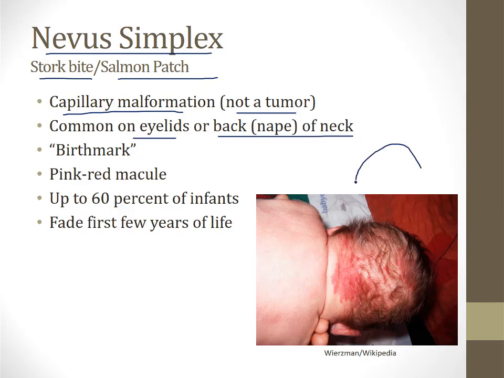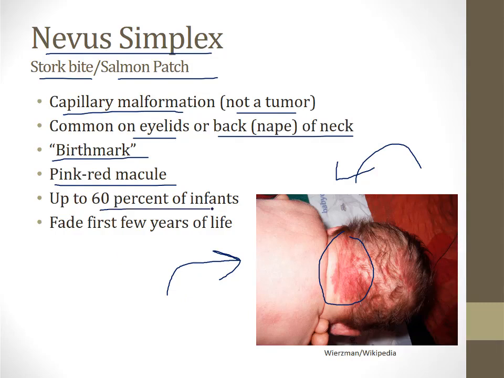This is a picture of a baby who has a nevus simplex at the back of the neck. You can see this red lesion here, and because it occurs at the back of the neck, that's why it's called a stork bite. This is the classic example of a birthmark or a skin lesion that's present at birth. It's a pink-red macule, just like this one shown on the screen here. It's very common. It's found in up to 60% of newborn babies, and it will fade in the first few years of life and not persist into adulthood.